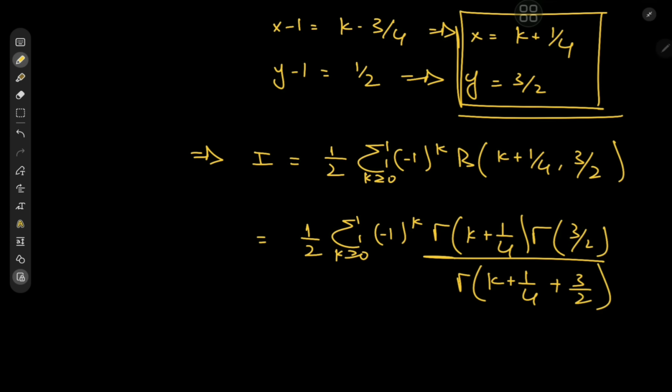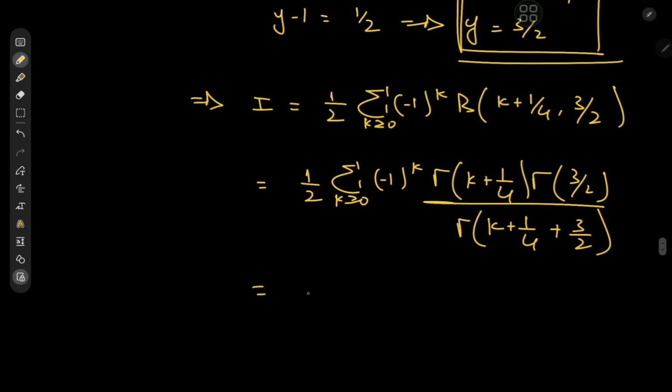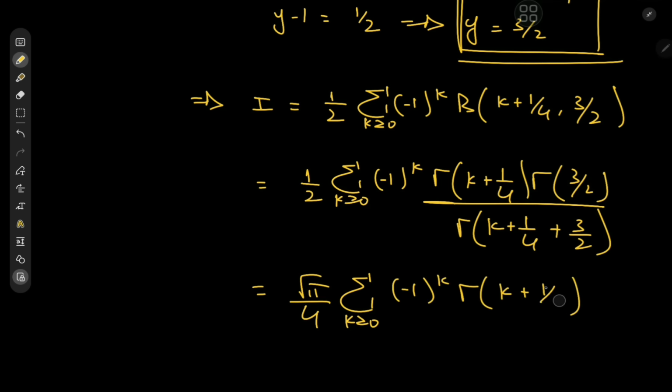So what exactly was gamma 3/2? Gamma 3/2 is just gamma of 1 plus 1/2, so that's 1/2 times gamma 1/2. That means it's just root pi by 2. So we have root pi by 4 outside times the sum over k of negative 1 to the k times gamma of k plus 1/4 divided by gamma of k plus, okay, this is the hard bit, 1/4 plus 3/2. What is that? My math is not so good. I think this is, yeah, that should be 7/4.